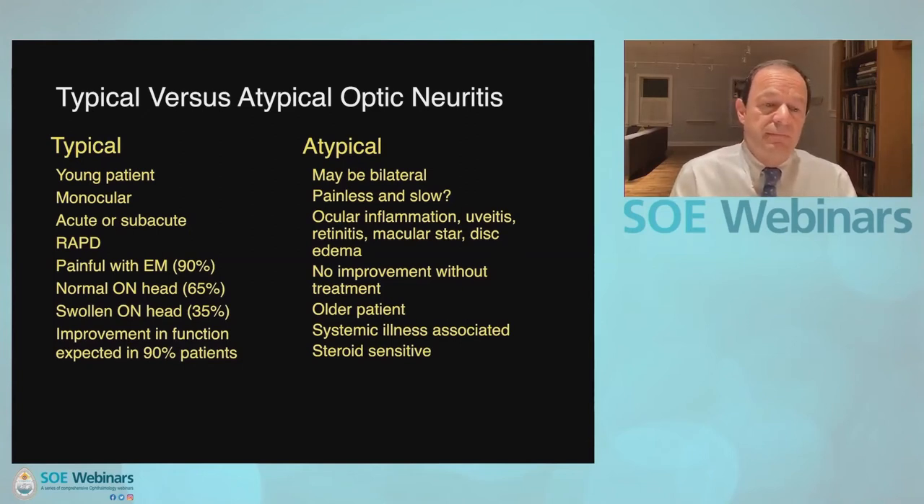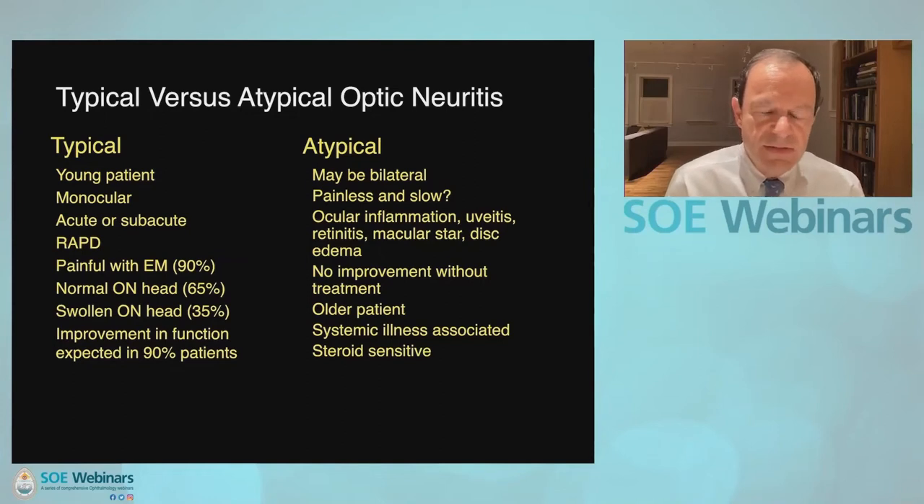Typically, if it's bilateral, there is no relative afferent pupillary defect, but when it's unilateral, there is, as a rule, a relative afferent pupillary defect. In the majority of cases, there is pain on eye movement and the optic nerve head is normal. A swollen optic nerve head, and here I mean a slightly swollen optic nerve head, is present in about a third of the patients, so it's a minority. And there is spontaneous improvement over time in 90% of patients, and the improvement is slow.